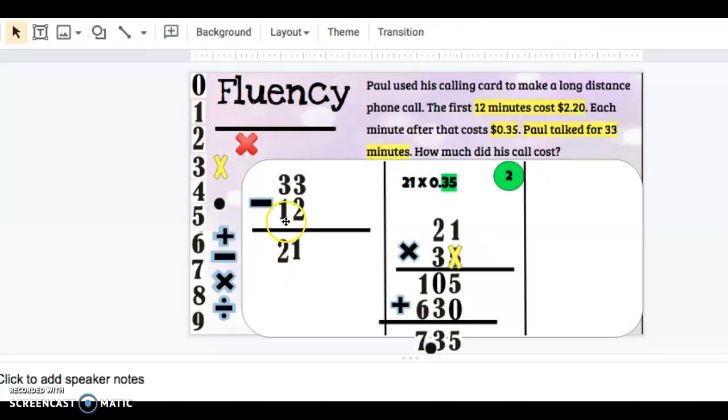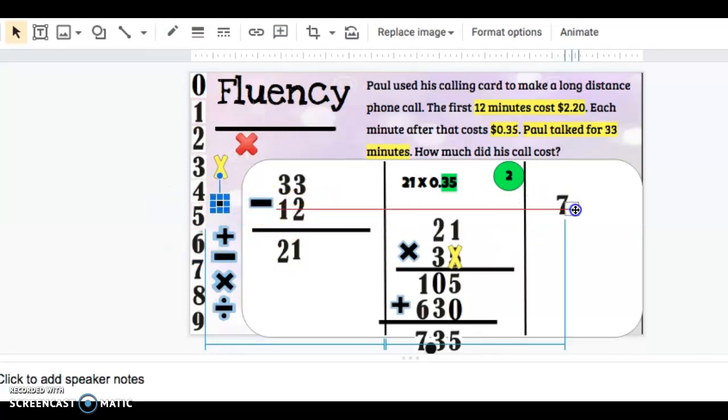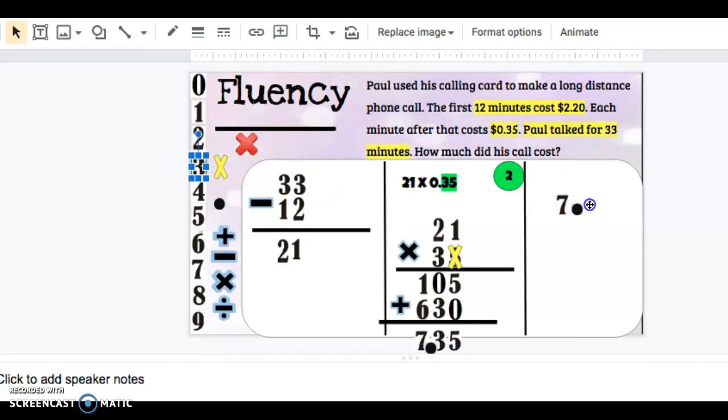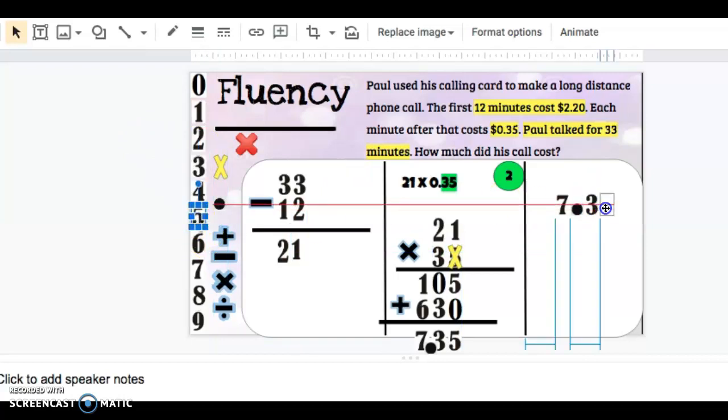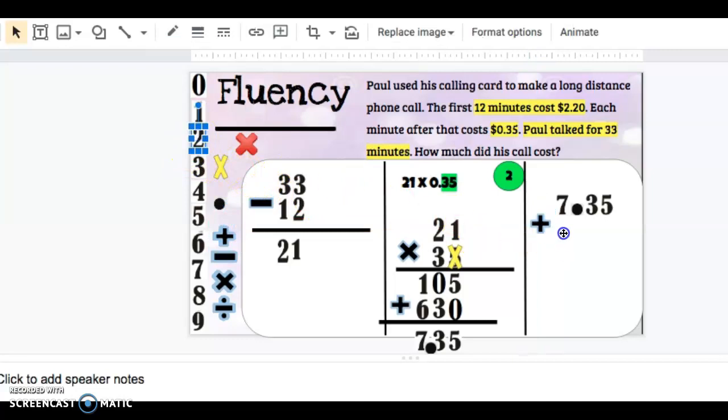But remember, for that 12 minutes, they already told us how much money he spent. So now we have to figure out how much his whole entire time cost him. So you're going to add your two amounts together. So you have $7.35 plus $2.20.